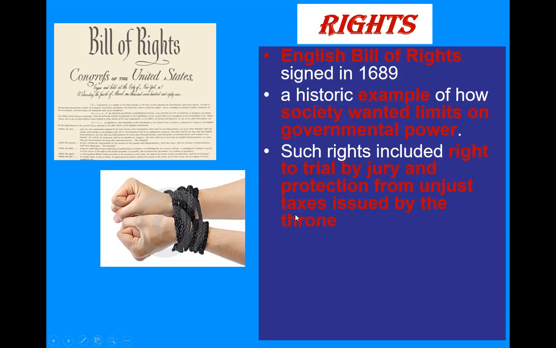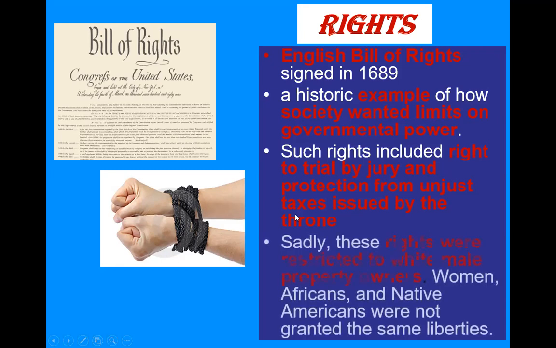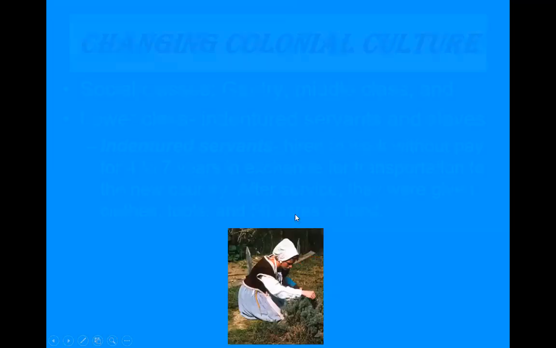Some of these rights included the right to trial by jury, which we saw in the Magna Carta, and now it's in this English Bill of Rights. The English Bill of Rights also protected people from unfair taxes that were issued by the throne. So again, going back to the Magna Carta, 400 years later, history is repeating itself, and those in charge are kind of abusing their power and using their power the wrong way. Sadly, though, these rights were restricted to white male property owners. If you were a woman, an African American, a Native American, or a foreign-born citizen, you were not granted these same rights and liberties. And sadly, that was not extended until 1870, when the 14th Amendment was passed in our country.